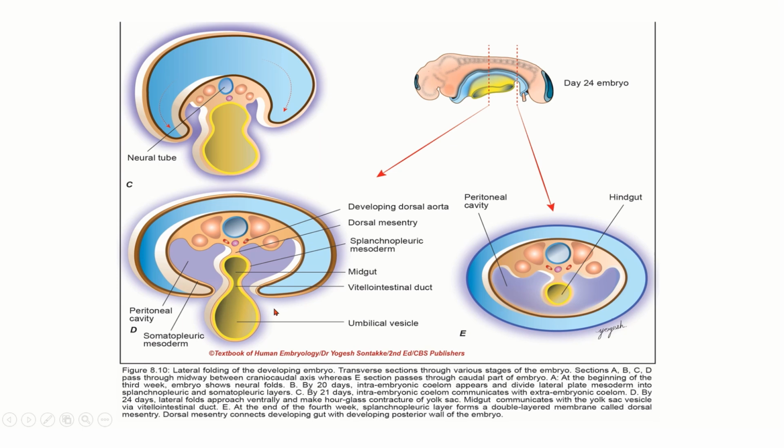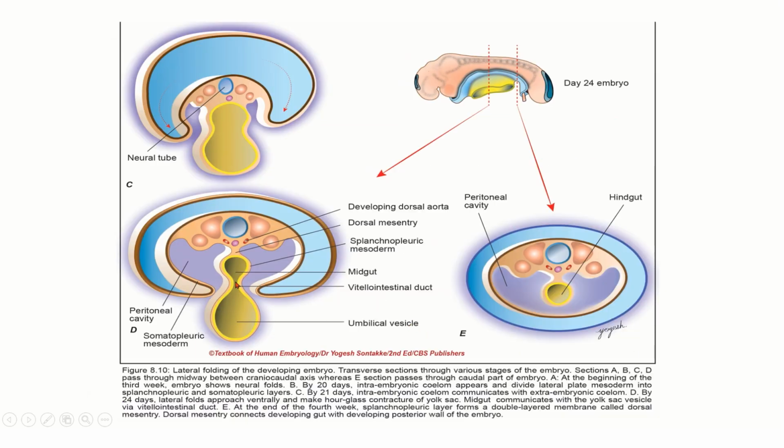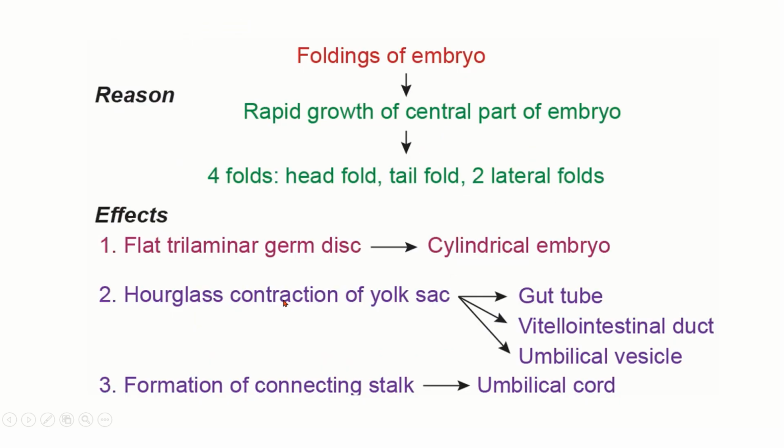You can see these are the lateral folds which have closed. Thus head fold from the cranial side, tail fold from the caudal side, and the two lateral folds. Everything converges towards the umbilicus. Foldings of embryo, rapid growth of central part of embryo, 4 folds: head fold, tail fold, and 2 lateral folds. So the flat trilaminar germ disc is converted into a cylindrical embryo. Hourglass constriction of the yolk sac, as I've shown in the diagram. You can see here, this is the hourglass constriction of the yolk sac.